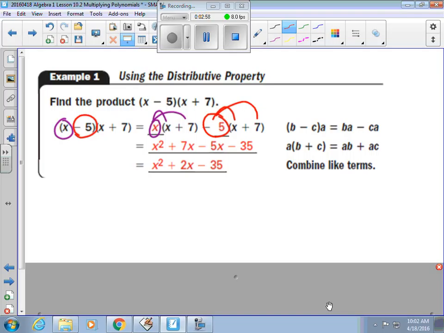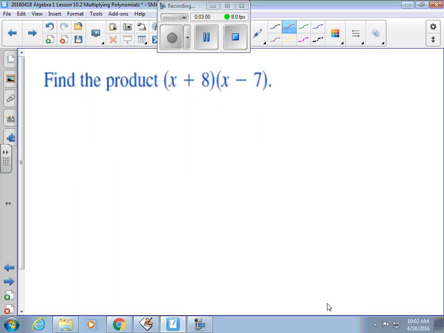On the side, or on the back, whatever's easier, multiply these two: x plus 8 times x minus 7. Use the distributive property and take about 30 seconds, and we'll go over it.